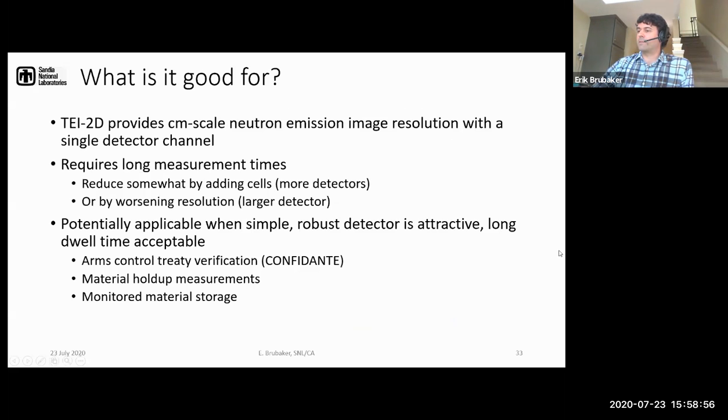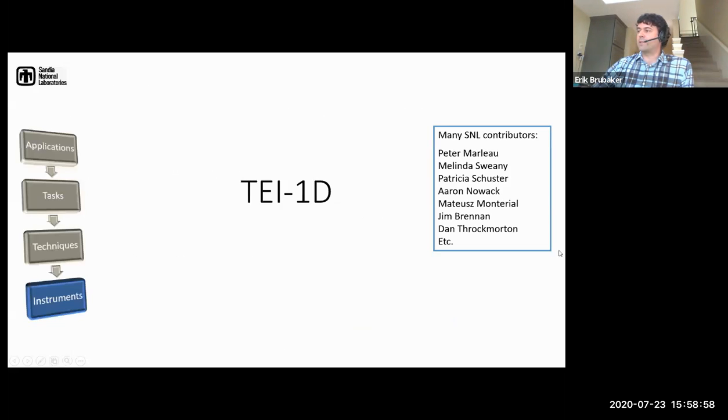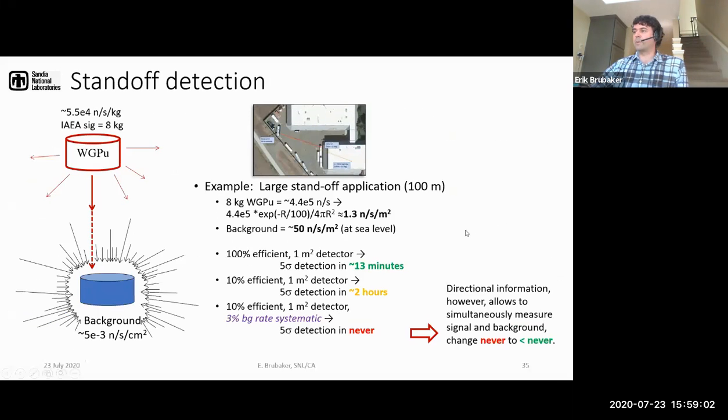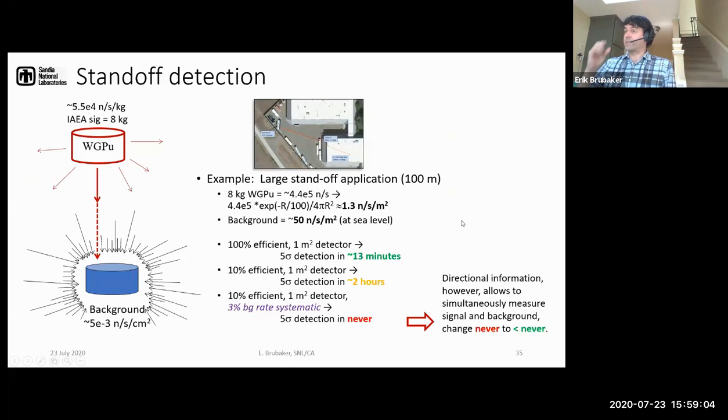Okay, so I think I've said those things, and I'll just finish up here with a couple of results from a different detector system. So this is a different kind of application of time-encoded imaging where we're talking about addressing the standoff detection problem or the weak source detection problem. So what we're looking for is a way to find a very weak signal.